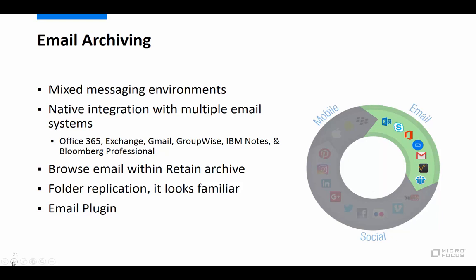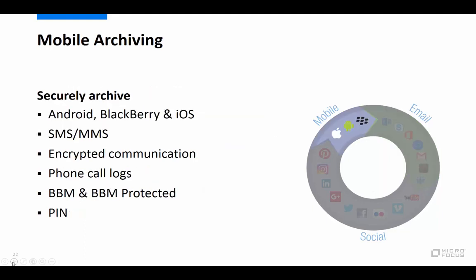I personally use Retain all the time to be able to find messages for my personal archive, because there's great search tools there to be able to get back to your messaging. And then, of course, there's that plugin into the email client where you can get directly to the archive without having to go to the web UI, to make it easier for your users to get to that information.